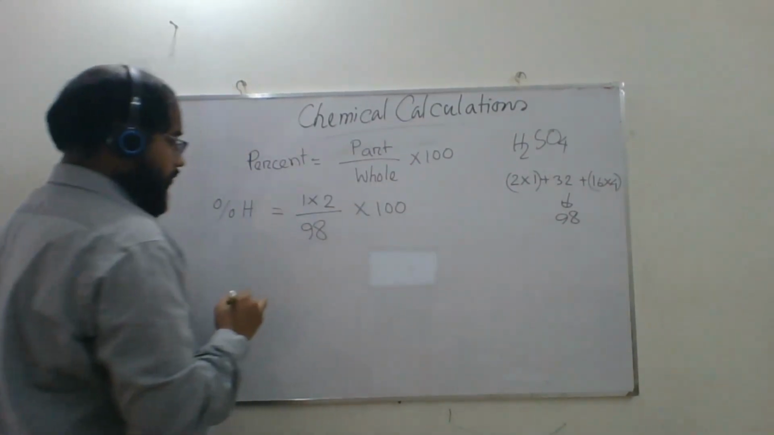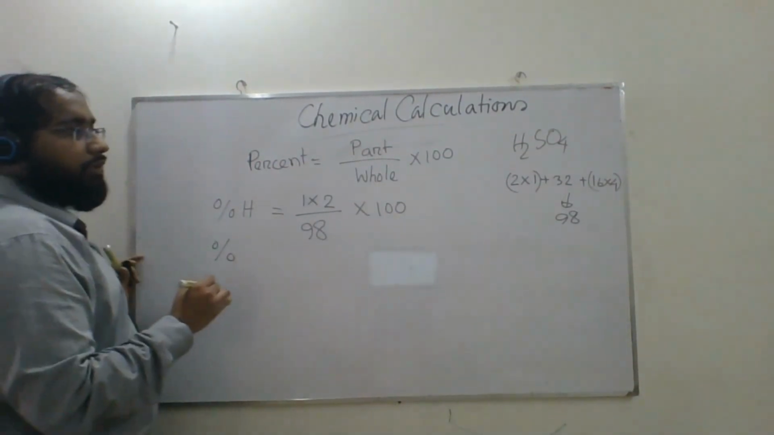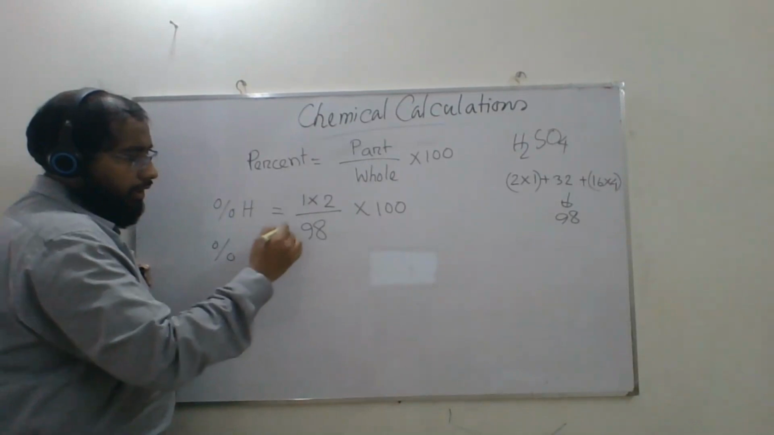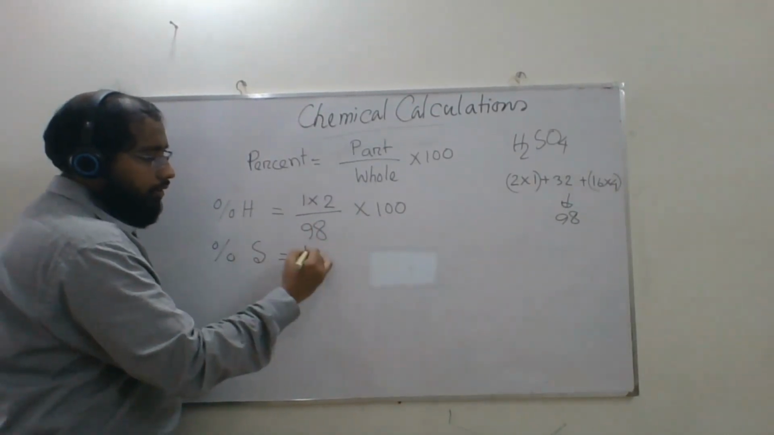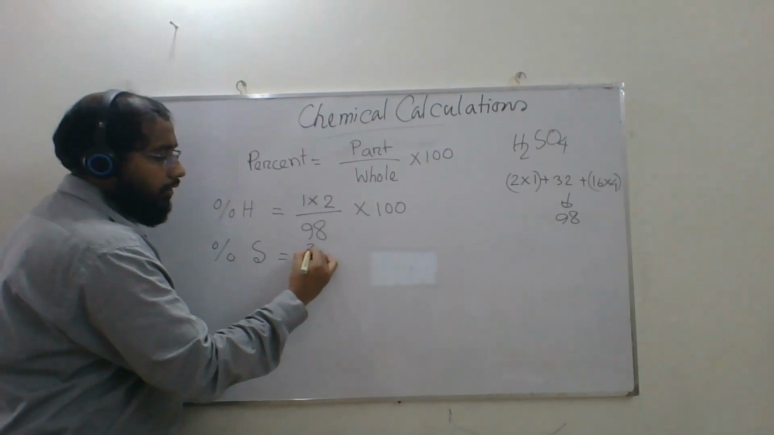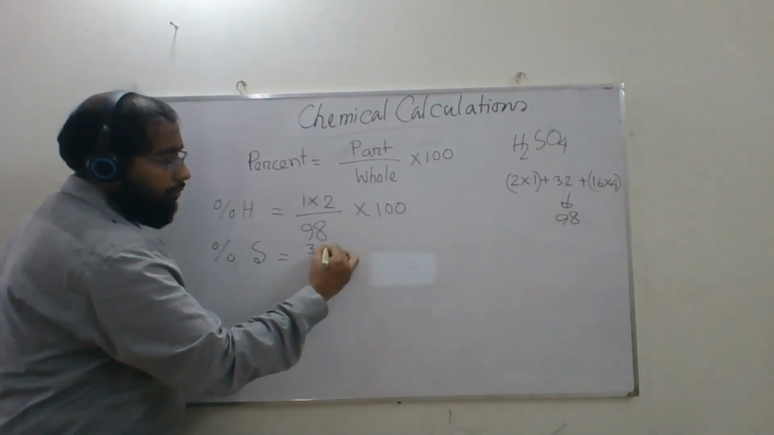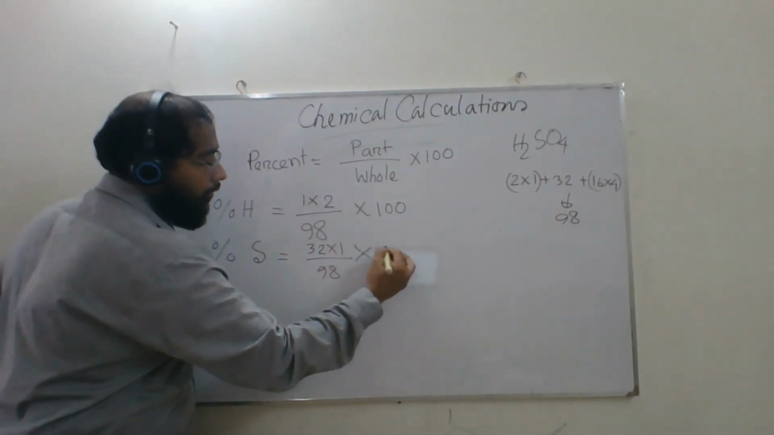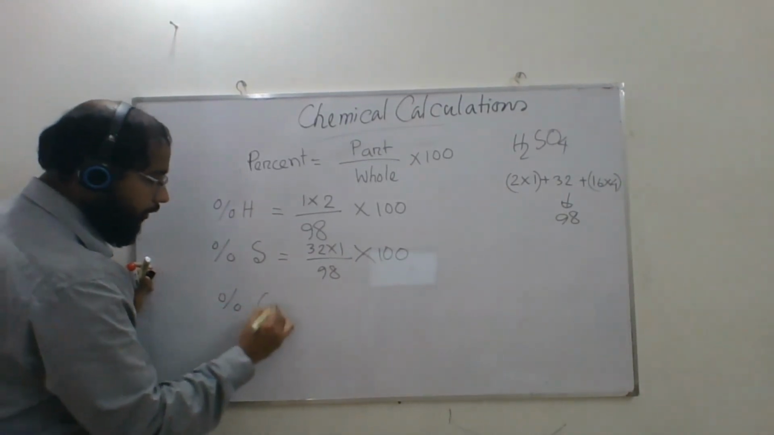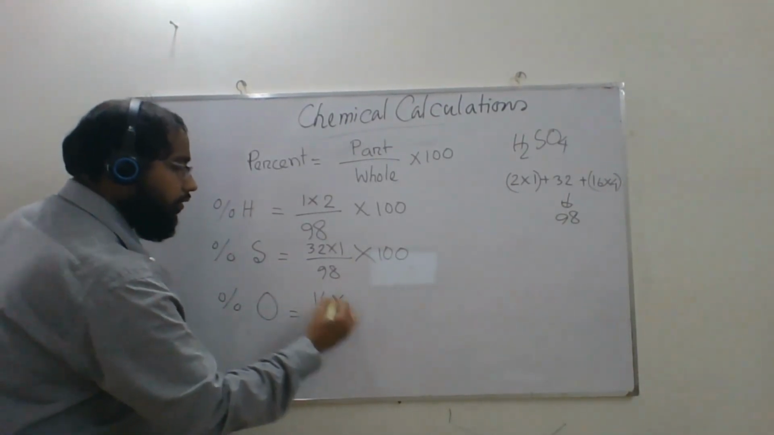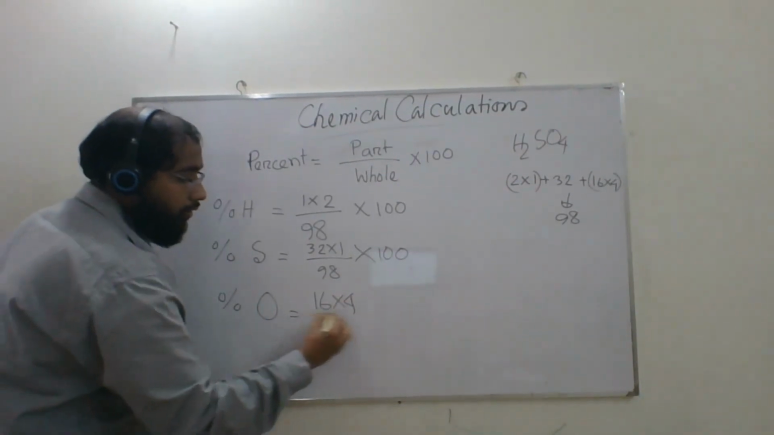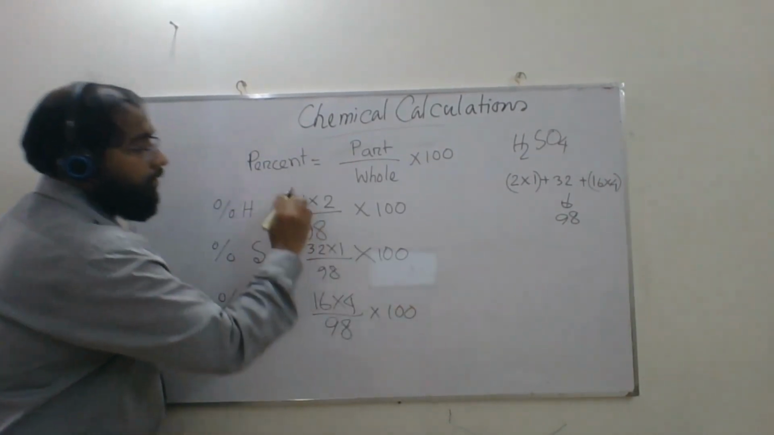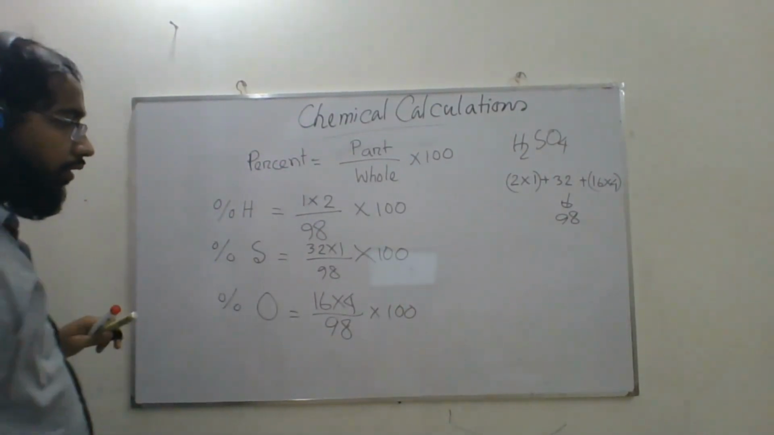If I consider the percent of sulfur in sulfuric acid, it is basically 1, sulfur is 32, only 1, so we can use 1 or not, by 98 into 100. For percent of oxygen, it is 16, the atomic weight, into 4 divided by 98 into 100. So in each case we are using the atomic weight, be careful. Then what will be the percentage of this one?